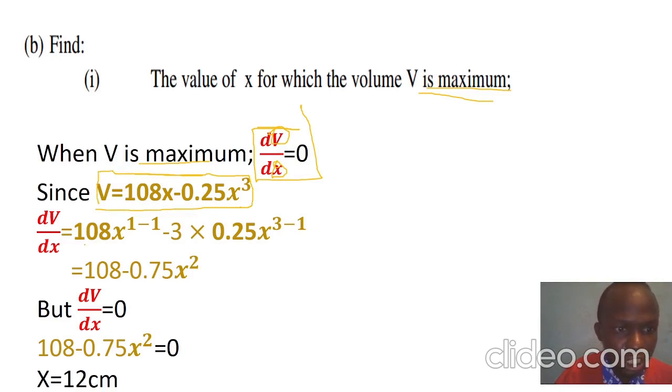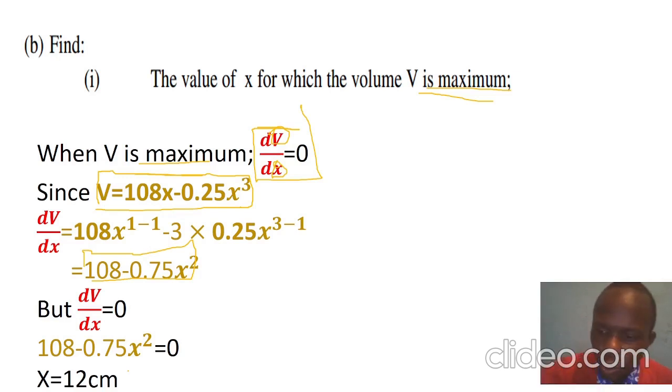So differentiating, I think after you have known how differentiation takes place, it boils down to 108 minus 0.75x squared. And then what is the value of x? From that, the value of x is 12 centimeters. You can also get a positive or a negative. So we are not going to use the negative, we are going to use the positive because a dimension cannot be negative. So the value of x is 12 centimeters.